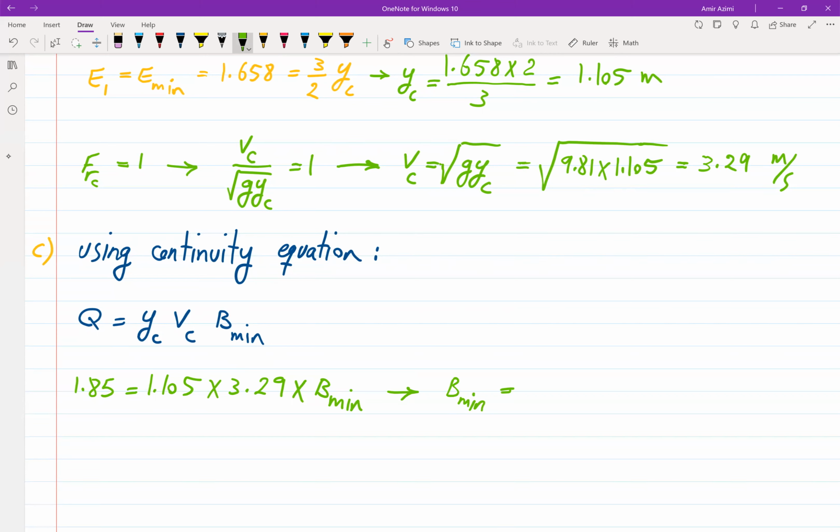You can find B minimum equal to 0.508 meter. So this means that even if you reduce the channel width from 2.8 meter to slightly more than half a meter, you still can have the flow passing through the contraction without any change in the water level in section 1.